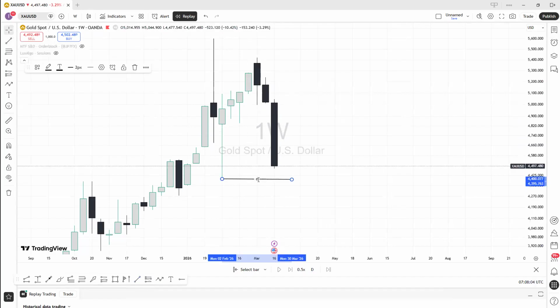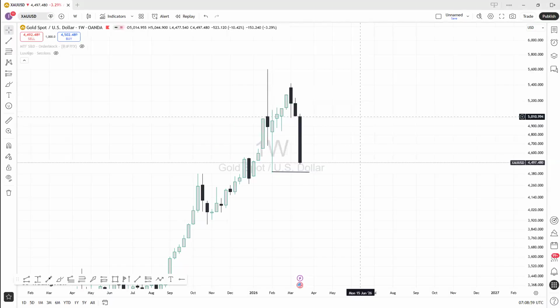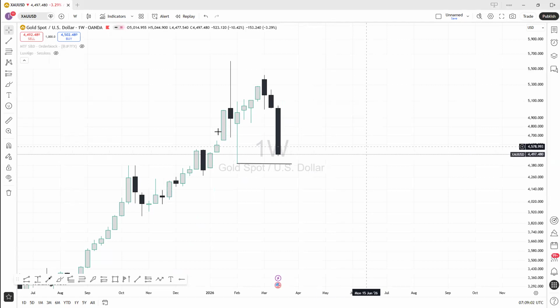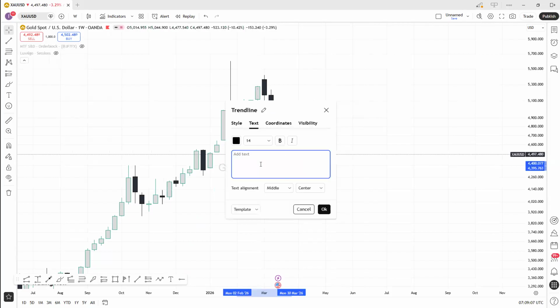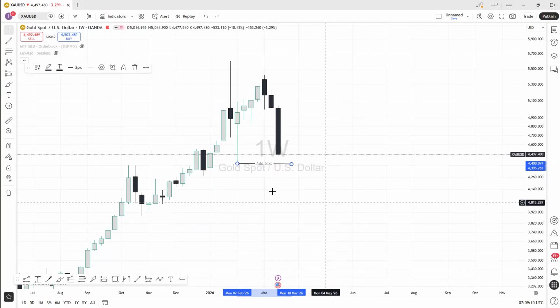You can see external range liquidity, ERL. Okay, let us continue. Price may drop to sweep this liquidity. You can see on the weekly time frame we have this sell side liquidity, or external range liquidity, on that level.